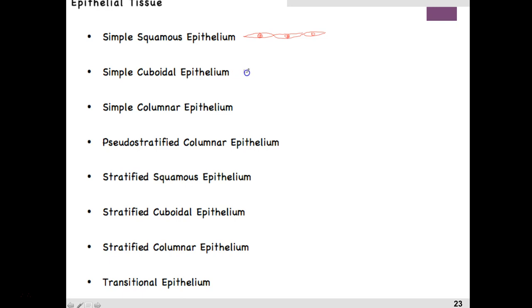So simple meaning one layer. I'm just going to do a couple here so you get the idea. Cube-shaped cells, and I'm drawing the nuclei in the middle. But if we had something, let's say stratified, like stratified cuboidal epithelium, then I'm going to draw many layers, right? More than one layer of my cube-shaped cells. Okay, there are my cube-shaped cells, and of course I draw nuclei in the center of each of these. So you get the idea. This would be a good way to review.